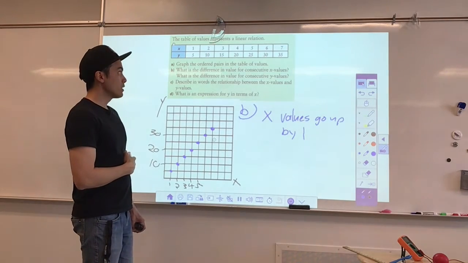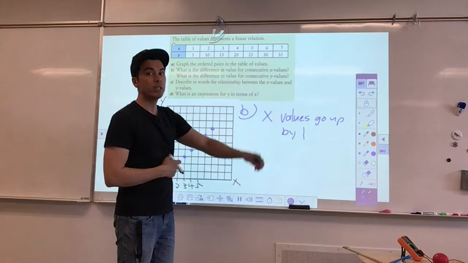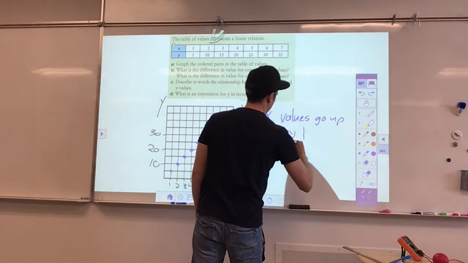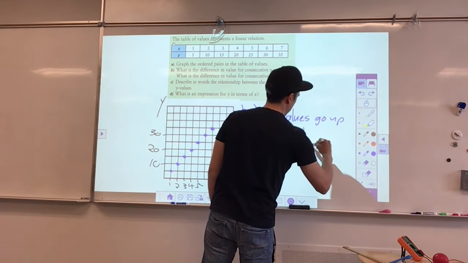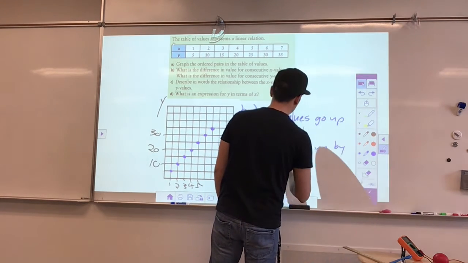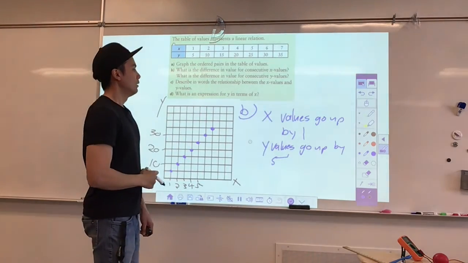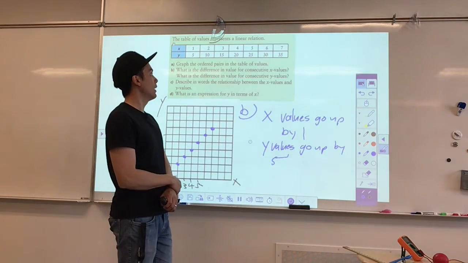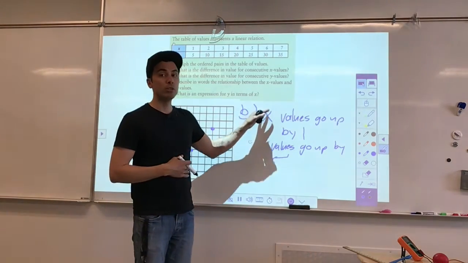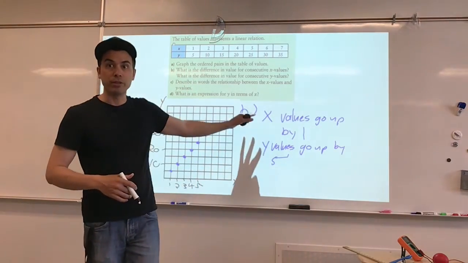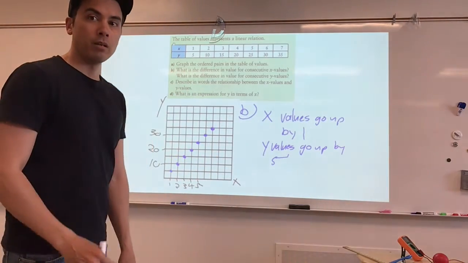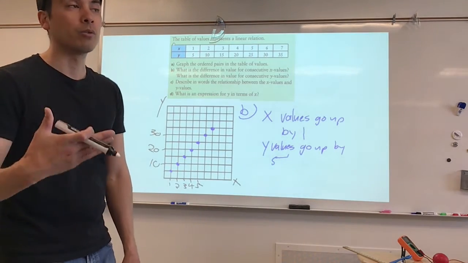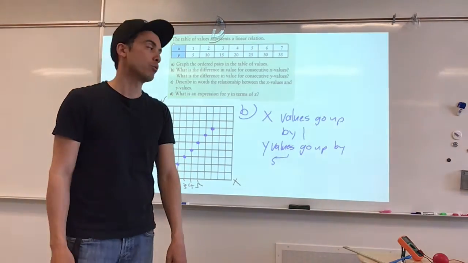What's the difference in value for consecutive y values? 5, 10, 15, 20. It looks like my y values are going up by 5. C, describe in words the relationship between the x values and the y values. I might put these two ideas together and say something like, as my x values increase by 1, my y values are increasing by 5, and that describes the relationship between the two.